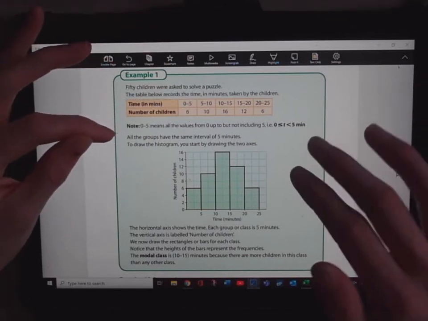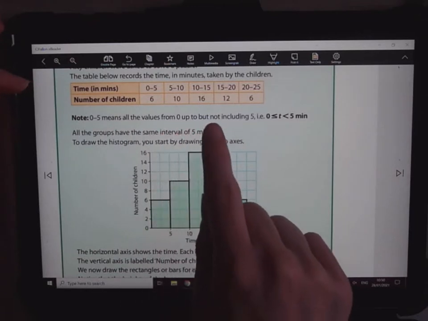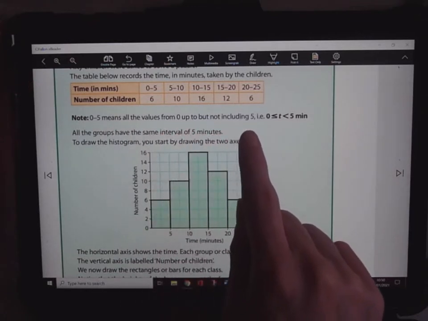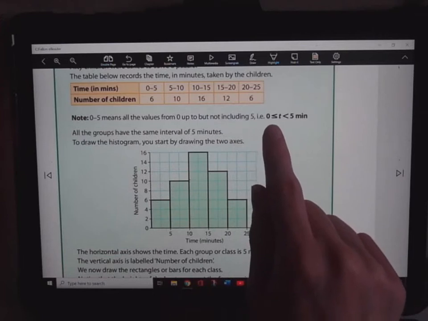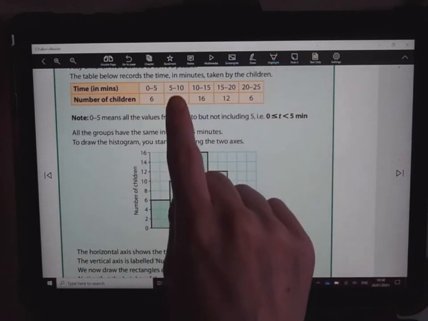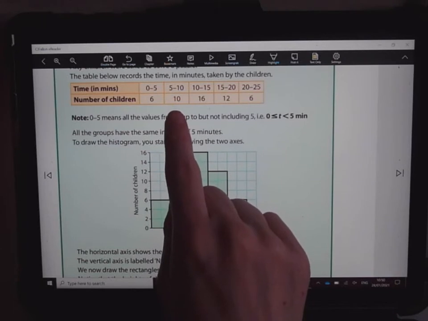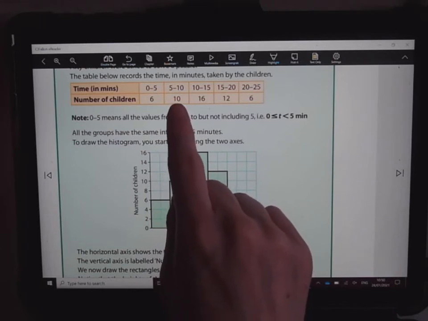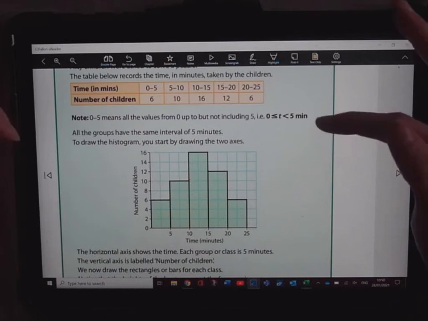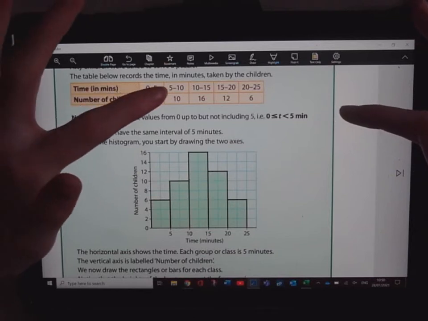Down here you can read the note: 0 to 5 means all the values from 0 up to but not including 5. So T is bigger than or equal to 0 but less than 5. That means if they did it in 5 minutes, they're not in here, they're in the next one, 5 to 10. This would be everything bigger than and including 5, but less than 10. They should give you a note like this at the end of each question to tell you where to put the numbers.